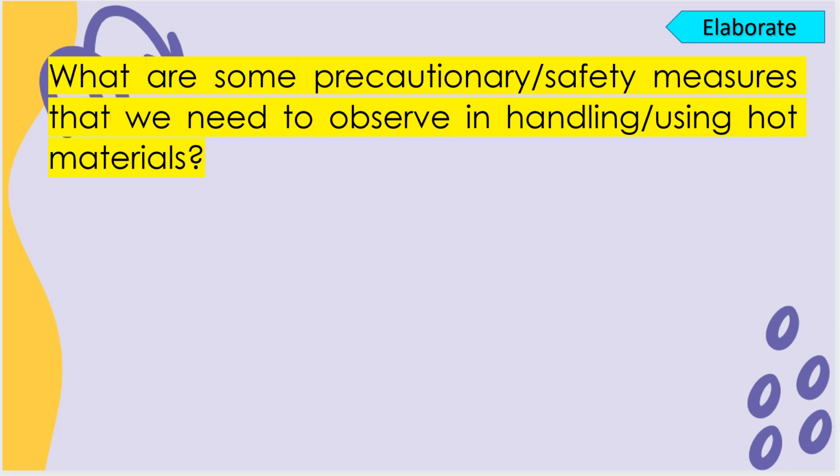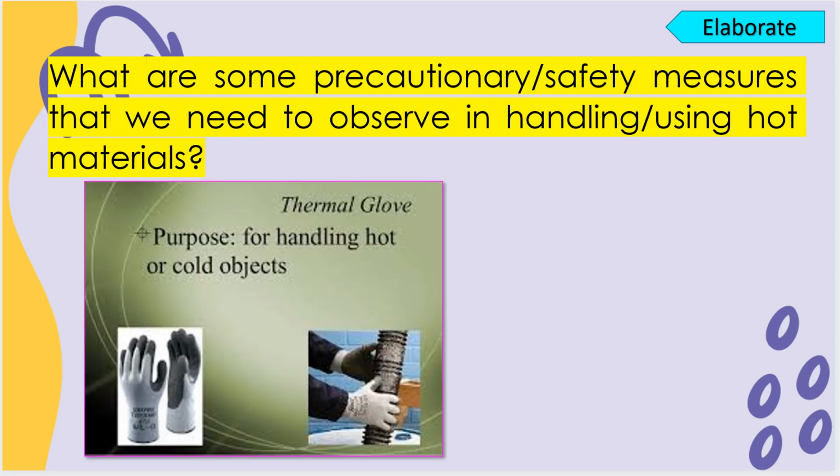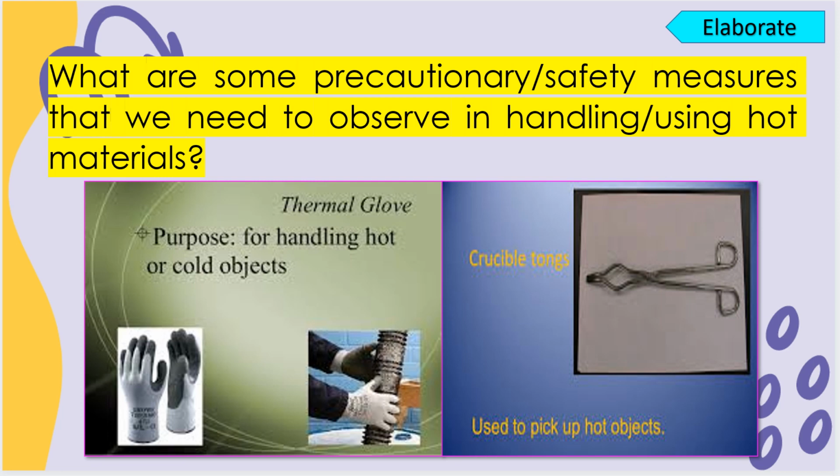When doing some activities, what are some precautionary or safety measures that we need to observe in handling or using hot materials? That's right, we should use thermal gloves. The purpose of the thermal gloves is for handling hot or cold objects. Another one, we can use tongs. These are used to pick up hot objects. This is our protection from getting burned. Alright?